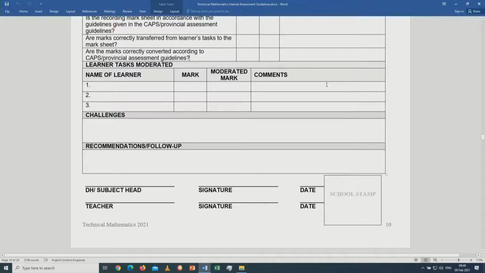And the comments, please, colleagues, if you are moderated, you gave a learner, for instance, 40%. After I moderate, I get 48%. Once I indicate here the moderated mark is 48, it means immediately after getting your report, you must go back to SSMs to correct that mark, because you had 40, moderated is 48. It means this mark must be corrected immediately.